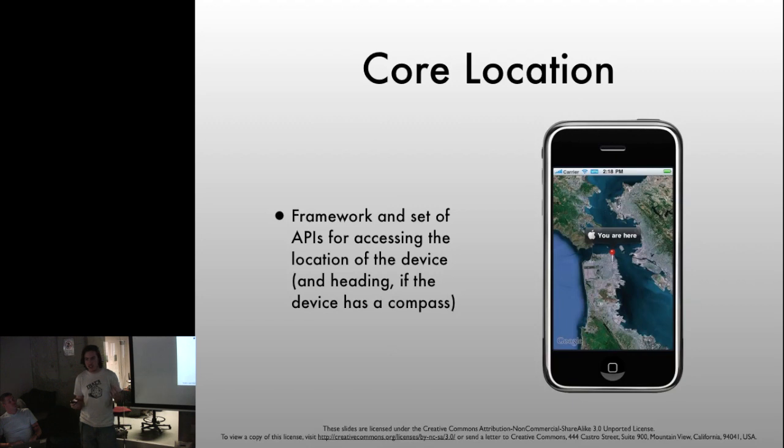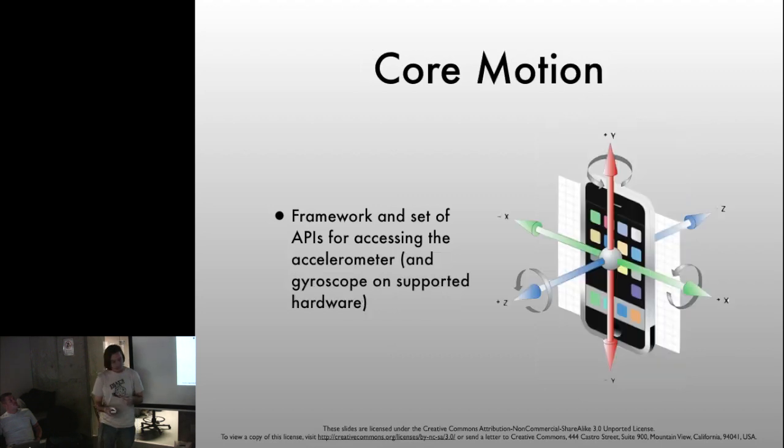Core Location, as you can guess, is an API that's available on iOS for accessing the location of the users of the device, and if the device has a compass, it can also determine what direction it's facing. So it's a really cool API, and this will tie together with working with MapKit, which is a framework for actually displaying maps in your application.